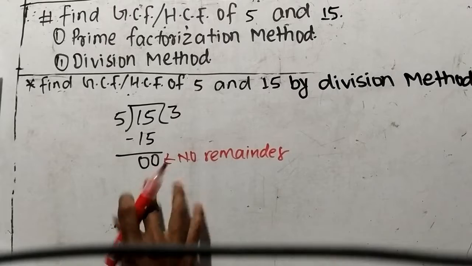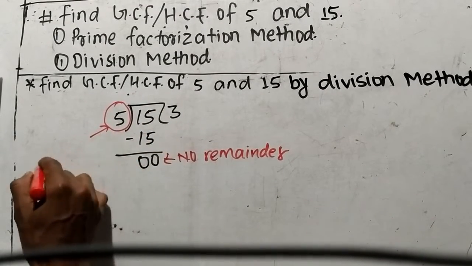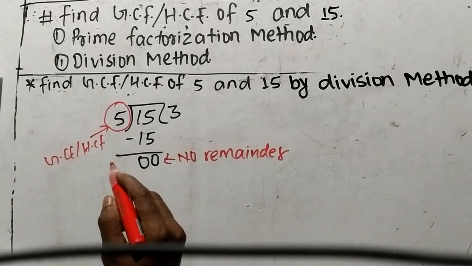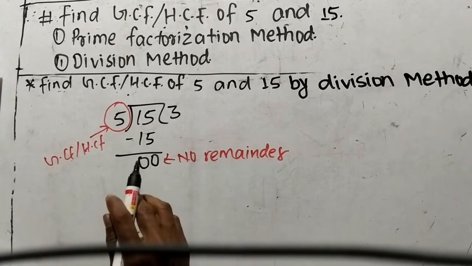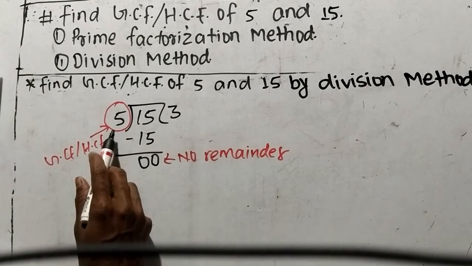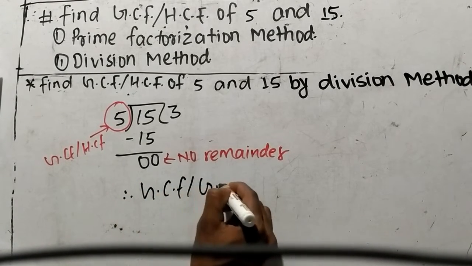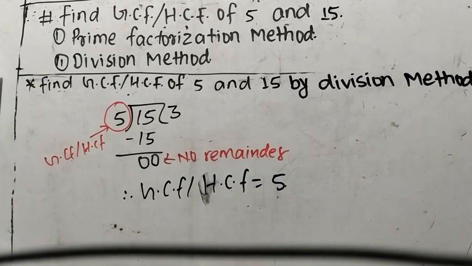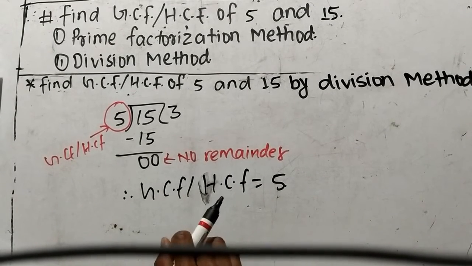At last there is no remainder, and the divisor 5 leaves no remainder. So it becomes the GCF or HCF. So while finding GCF or HCF by division method, the divisor that leaves no remainder at last becomes the GCF or HCF. So here the divisor 5 leaves no remainder at last, therefore GCF or HCF is equal to 5. So in this way we can find out GCF or HCF by division method.